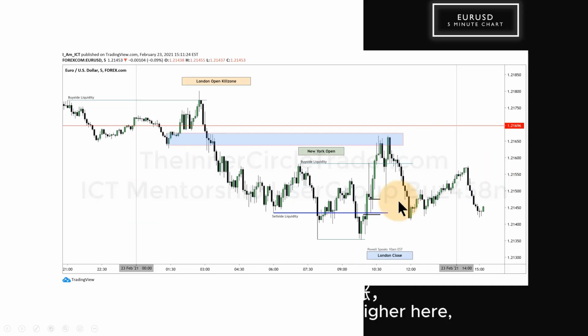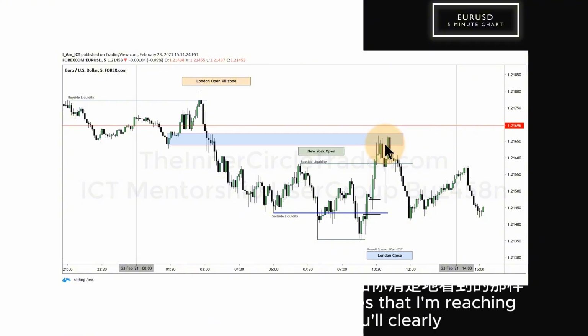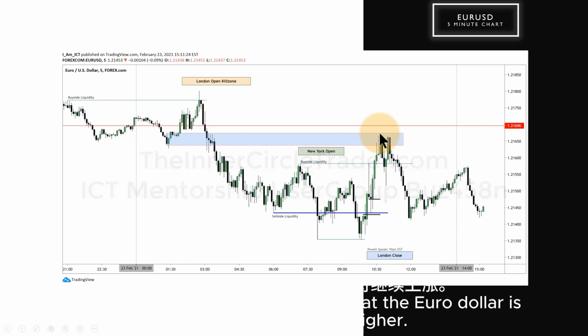So if I'm anticipating a run higher here, I should be seeing a run lower in the dollar index. And there should be some objectives that I'm reaching for on the downside, as you'll clearly see in the outline before they hit. That way it allows me to trust that the euro dollar is going to keep going higher. And at some point you'll see me say, okay, it's stalling in here and it's not good for me to be seeing it stall this late in the day.